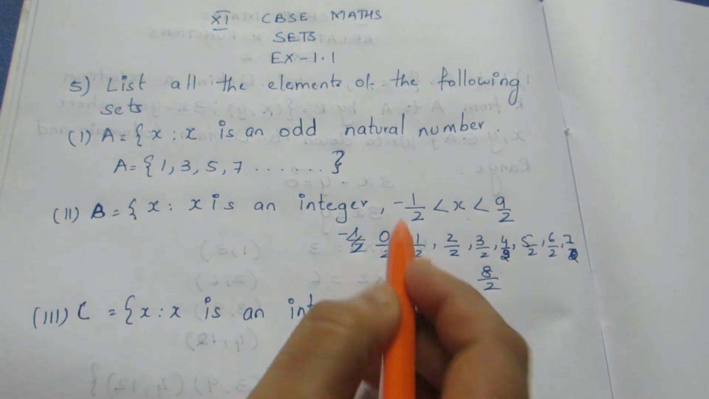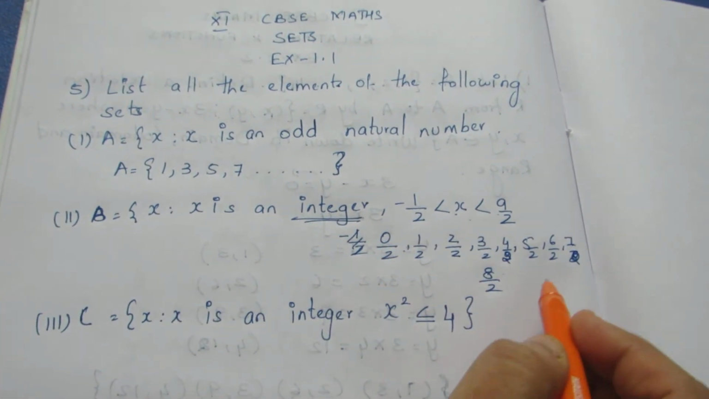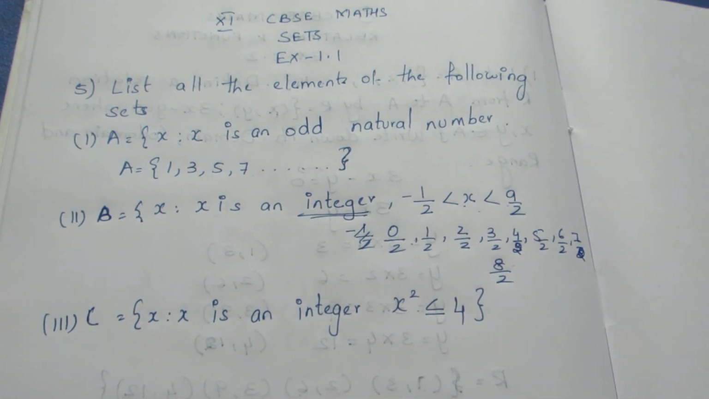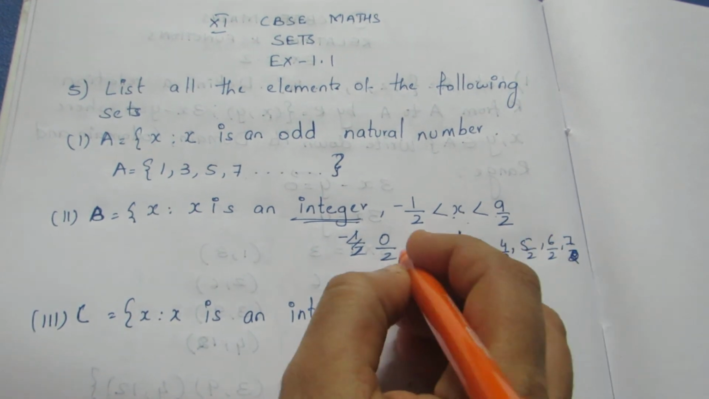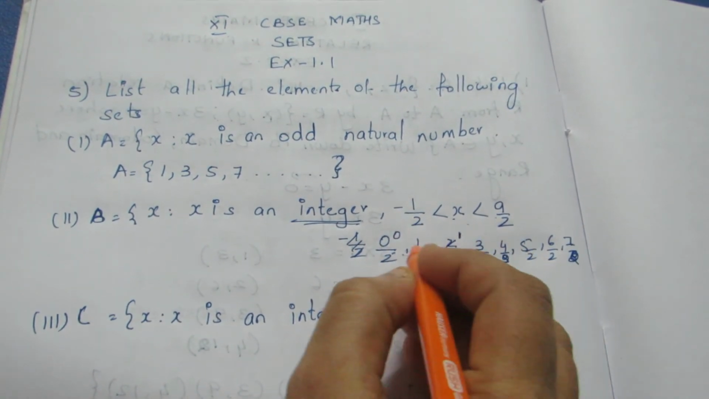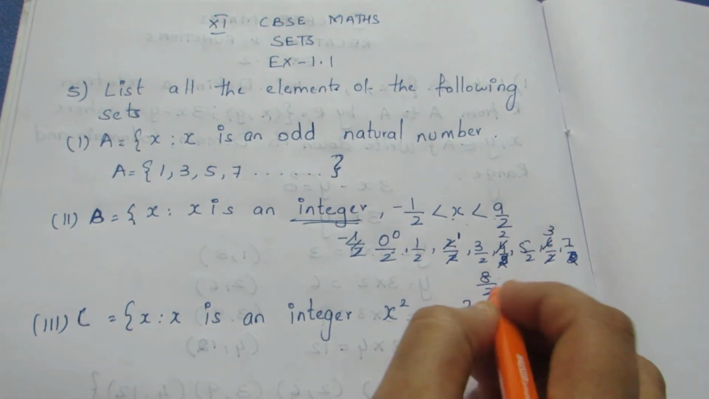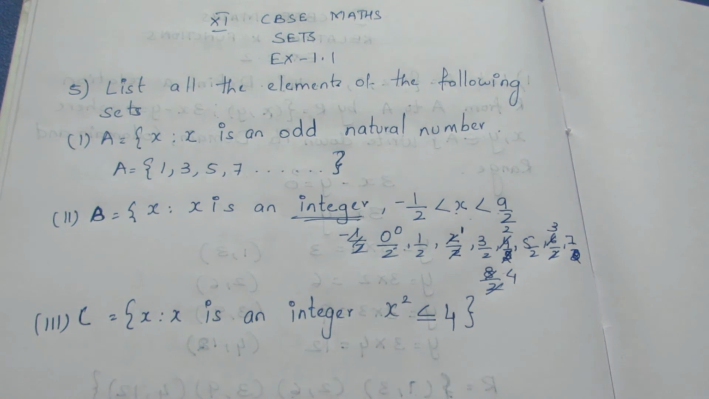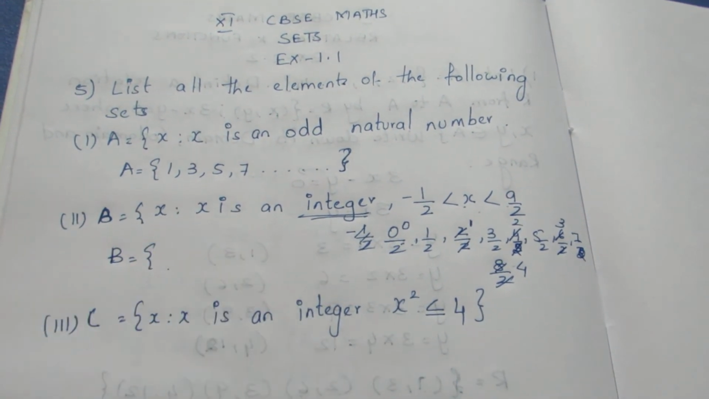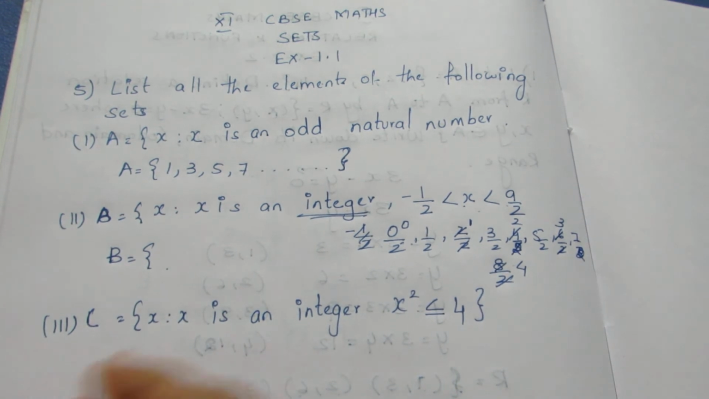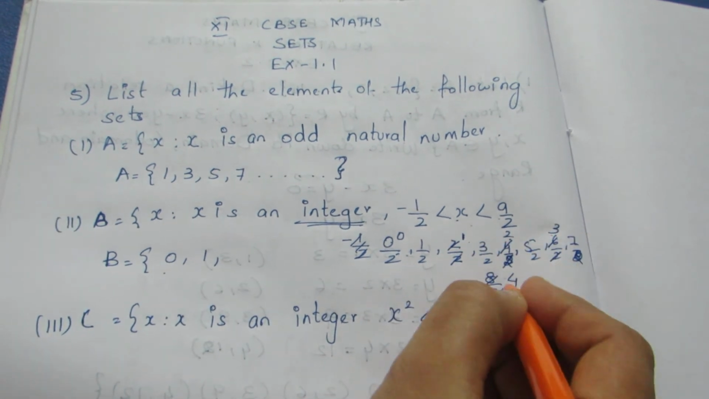So these are the numbers in between, but they have asked for integers. That is, these are rational numbers. We need to write the integers. So solve it and check: 0 by 2 is 0, 2 3s are 6, 2 4s are 8. So your answer for B is equal to, I need to select only the integers. So my integers will be 0, 1, 2, 3 and 4.